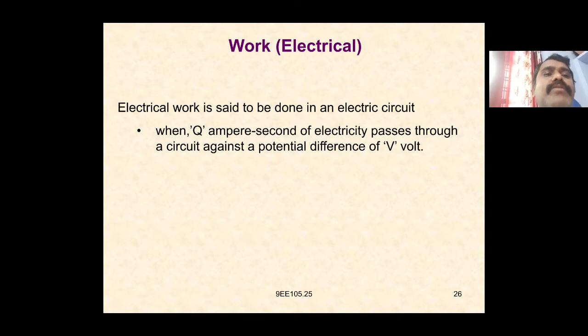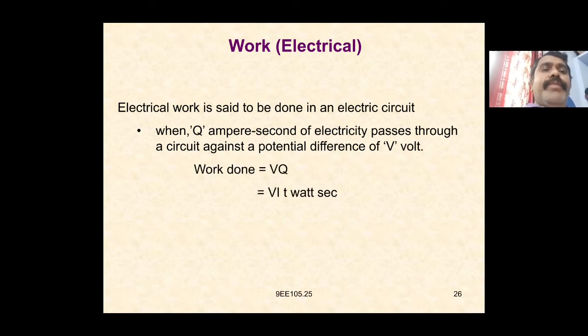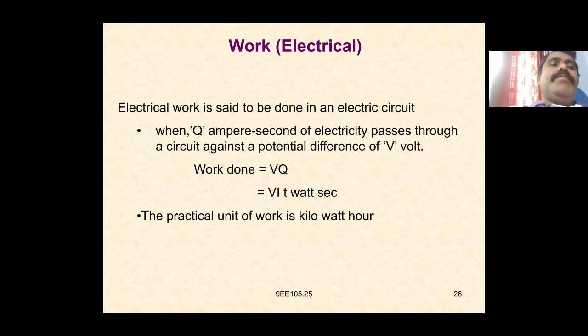When Q amperes of electrical current passes through a circuit against a potential difference of V volts, the work done is equal to V into Q, that is VIT watt-seconds. The practical unit of work is the kilowatt hour. Again, it is nothing but the electrical work.